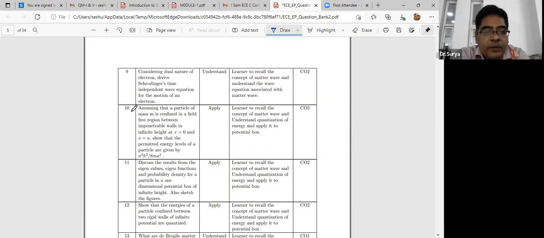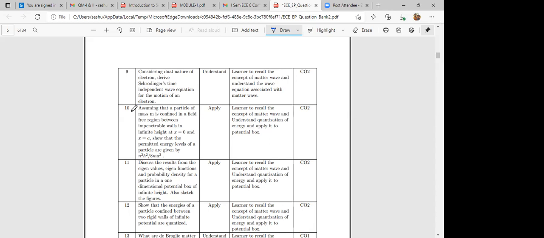Next question. Assuming that a particle of mass m is confined in a free region between impenetrable walls of infinite height at x equals to 0 and x equals to a, show that the energy levels are quantized. So that is E equals to n square h square by 8m a square. That is the expression you have to derive for a particle in a box. So that is the question there.